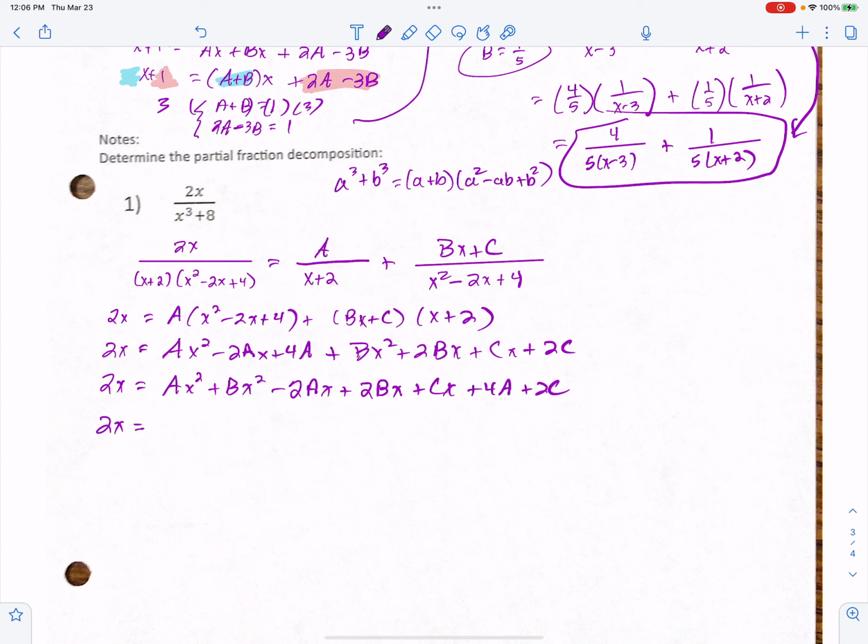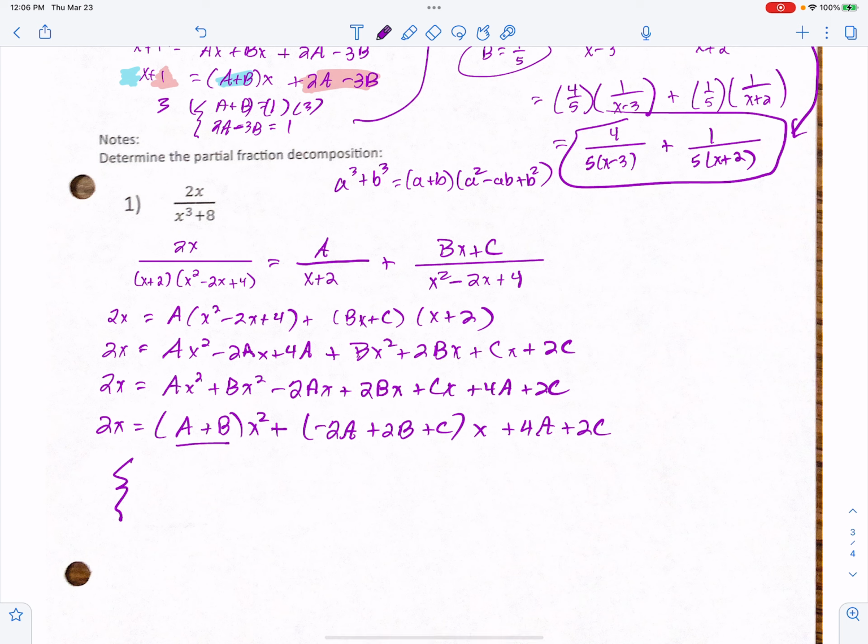And then I'm going to take out the x squared. So a plus b is the coefficient of x squared. I'm going to make it plus, and then inside, when I take out the x, I'm going to make this a negative 2a inside, plus 2b plus c, all times x, and then our two constant terms. And for the system, please put the brackets around it.